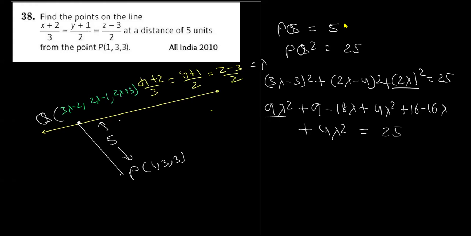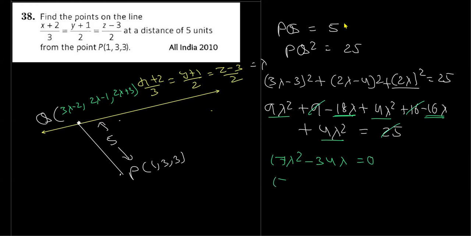Now check here: 9 lambda square plus 4 lambda square plus 4 lambda square, so 9 plus 8 is 17. 17 lambda square on this side. And for the lambda terms, minus 18 and minus 16 should give you minus 34 lambda. And for the constants, this is 9 plus 16 plus 25. Moving the 25 across, 25 and 25 get cancelled, equal to 0.